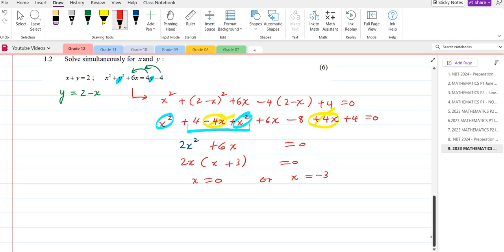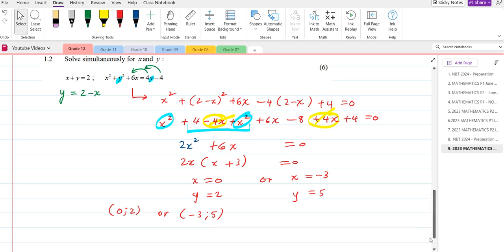Now if x is 0, substitute inside here, so then y will be equal to 2. And if x is negative 3, you're going to say 2 minus minus 3, which is y is equal to 5. 2 minus minus 3 becomes 2 plus 3. So what's your answer? Your answer is 0, 2, or your answer is minus 3 and 5. You don't have to write it in this coordinate form, but it's fine if you write it.